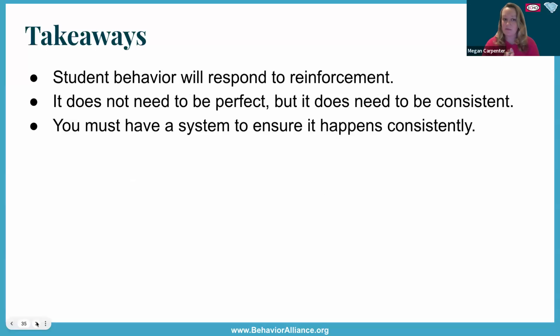Because student behavior will respond to reinforcement. So it doesn't need to be perfect. You don't have to have the perfect phrasing every time you provide that behavior-specific praise statement, but you do need to be consistent, and you have to have a system to make sure that it is happening consistently.